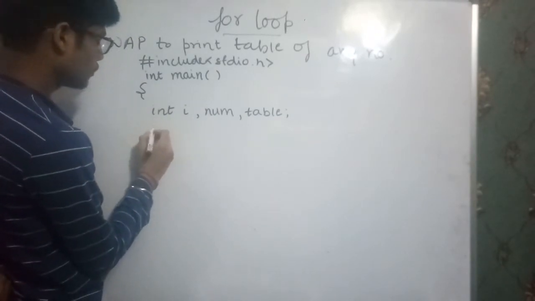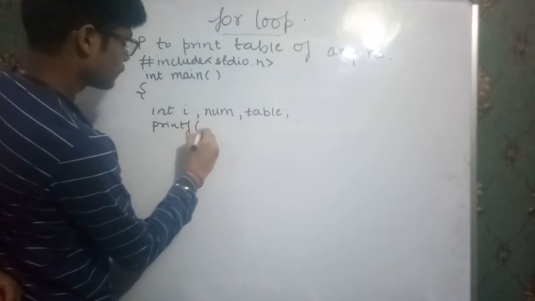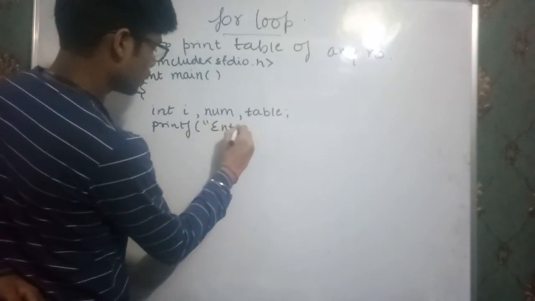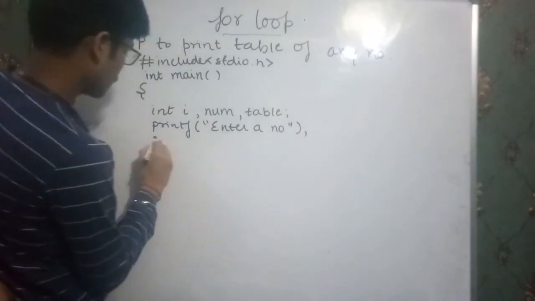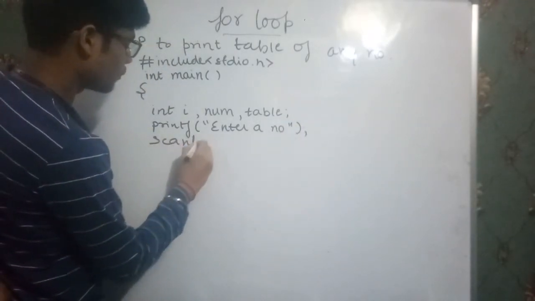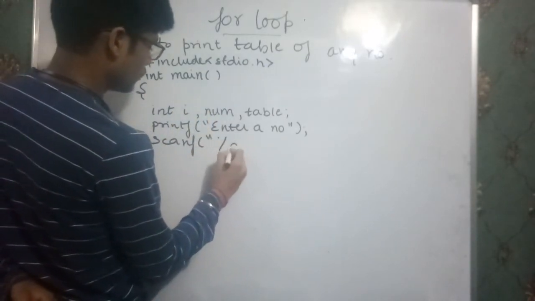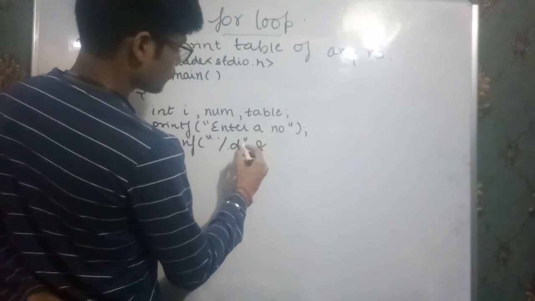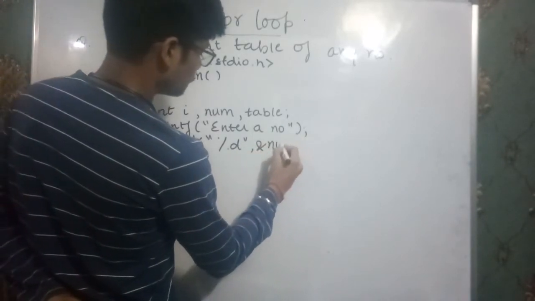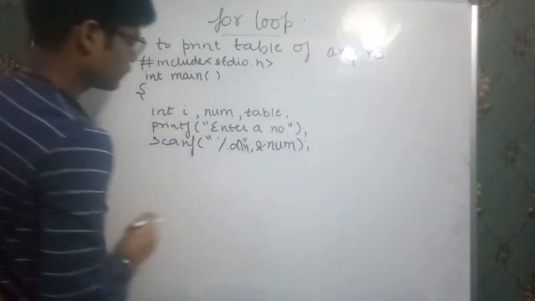While we are doing this, I will let you know. After that I am inputting a number, for example printf "enter a number", then we do scanf, as we are inputting the number for which we want to print our table. So %d, ampersand num, better to put a \n here.